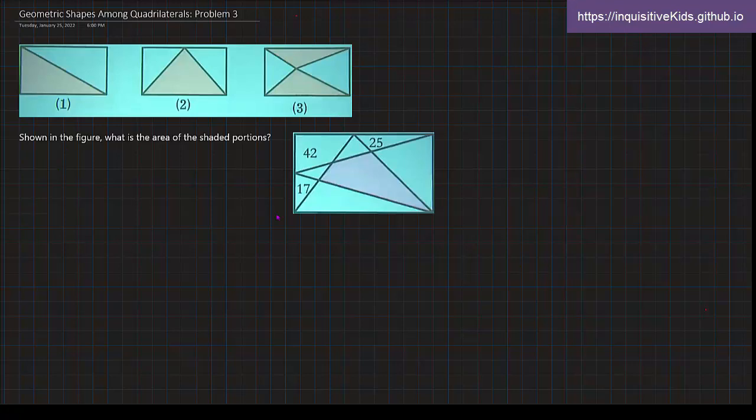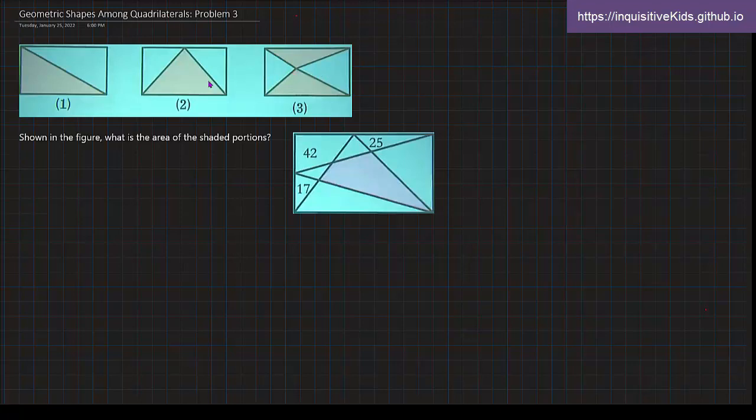Problem 3. As shown in the figure, what is the area of the shaded portions? So it's this pink spot right here. Before continuing any further, I'd like to quickly talk about these 3 shapes you see. In this problem and the next, we will be looking at some more complicated geometric shapes and finding their areas. And usually they're going to be made up like this.